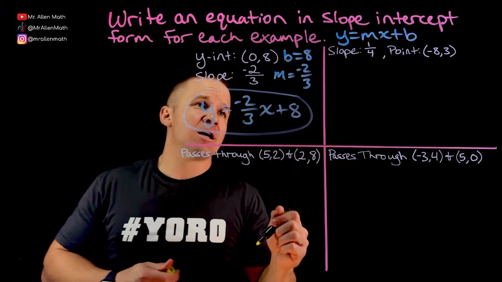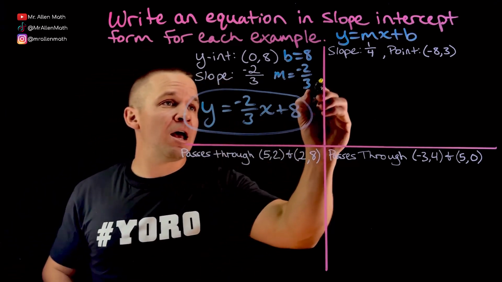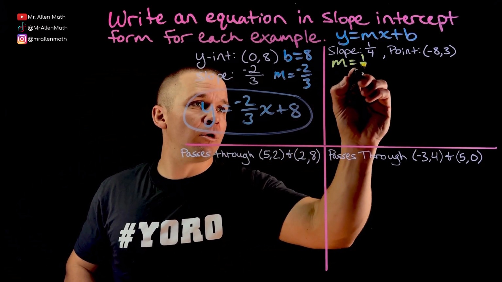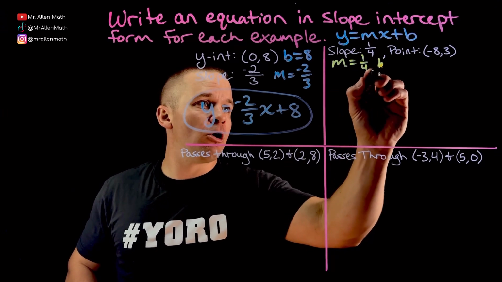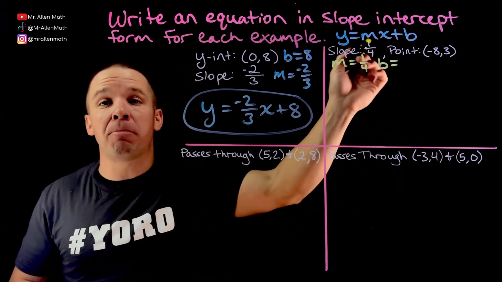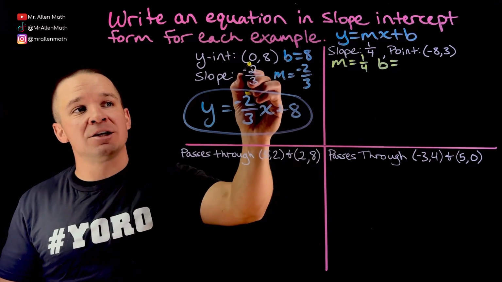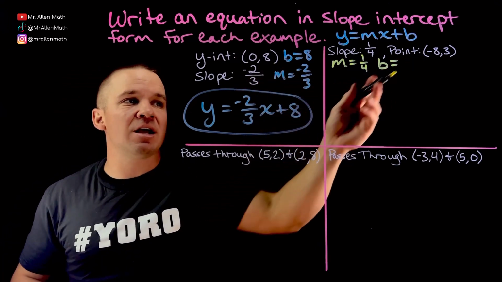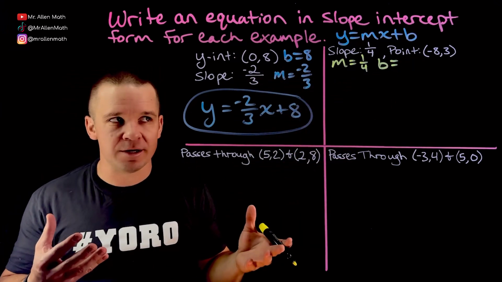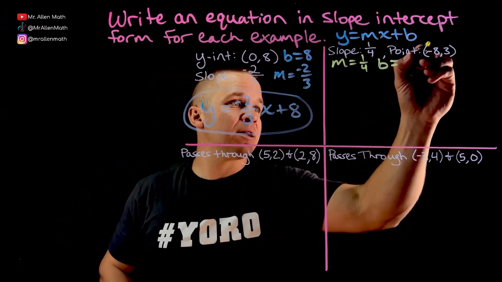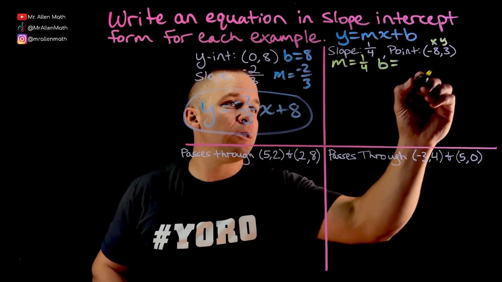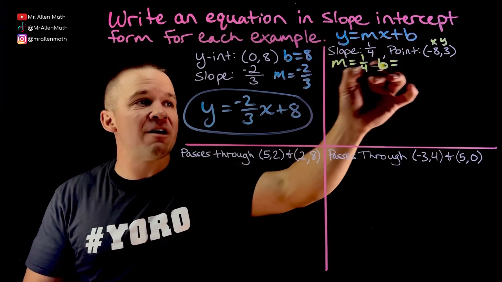All right. Next one over here. We've got our slope, so we know what m is. It's 1/4. But I don't know what b is because I just have a point, and that point is not 0 comma something. It's negative 8 comma 3. So what the heck do I do? Well, I do know that this is x and this is y. So I can use this equation that I have up here.